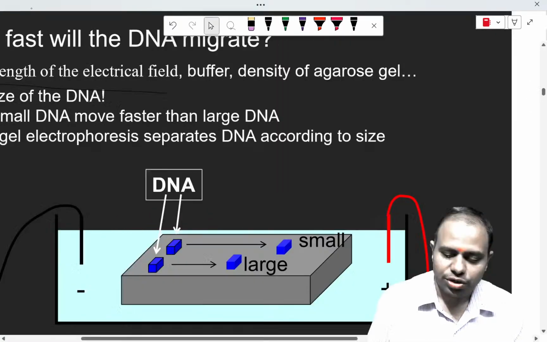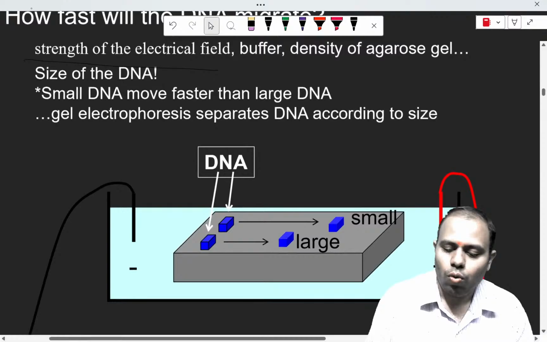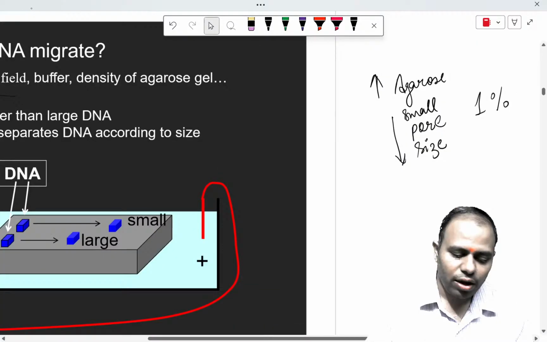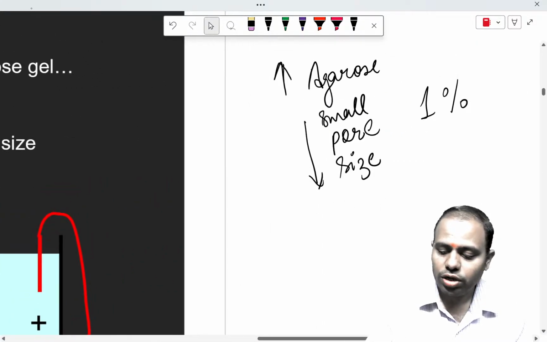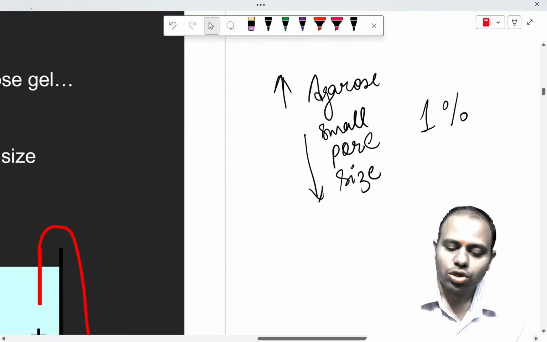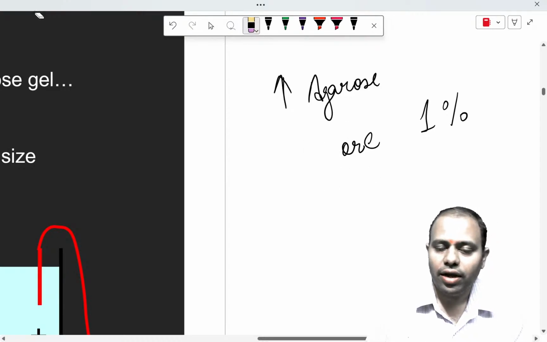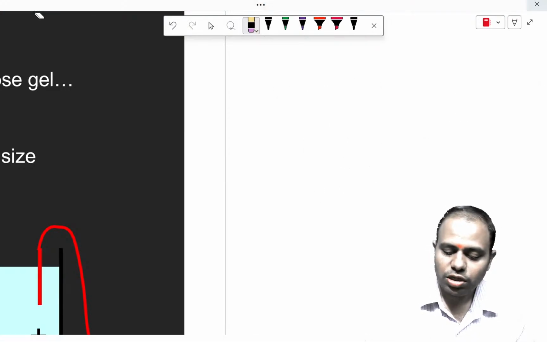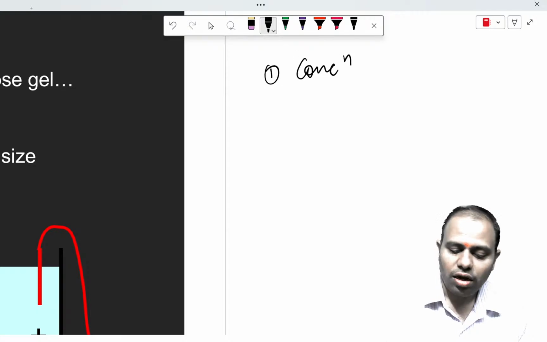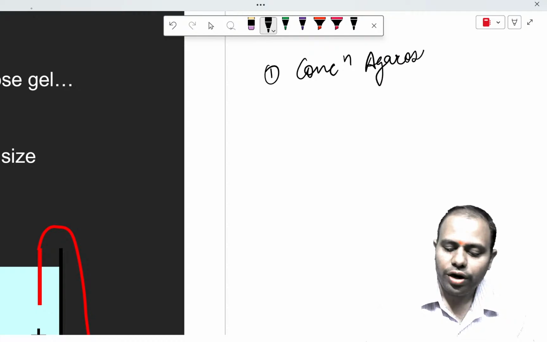So how do we prepare the agarose gel? I was talking about the different factors. First is agarose concentration, which is responsible for the mobility of the DNA molecule. The first factor, the concentration of agarose, is very important for the mobility of the DNA molecule in the gel.